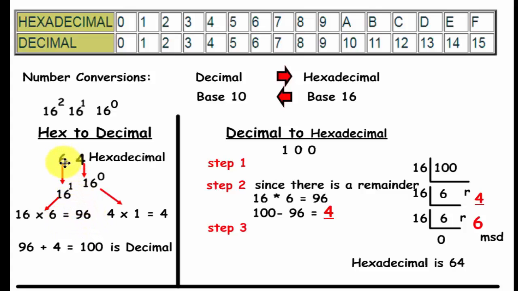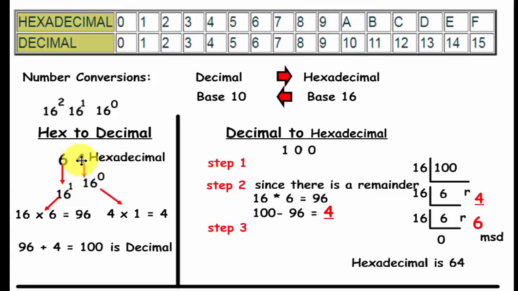However, if this were a 5, it would be 5 times 16, or a 4, or a 3, or a 2. But it's 6 in this example. Now, all you have to do is add these two numbers together. 96 plus 4 equals 100. So that's the decimal equivalent to the number 64.